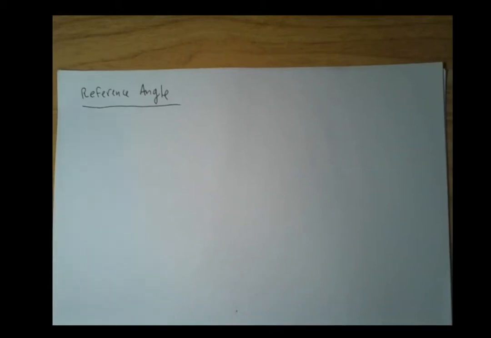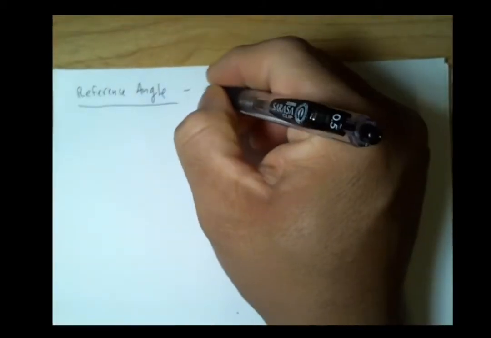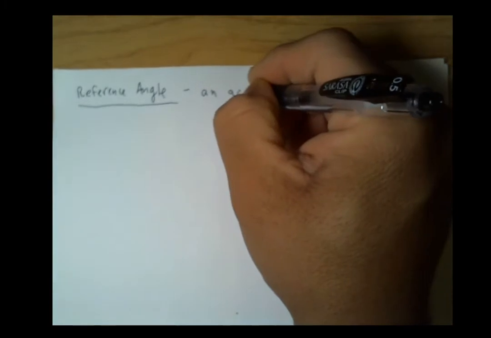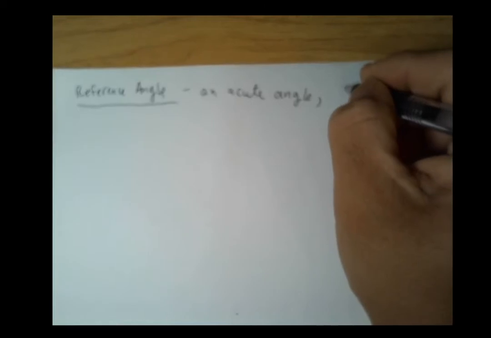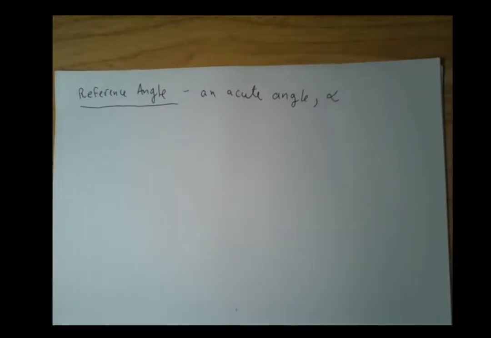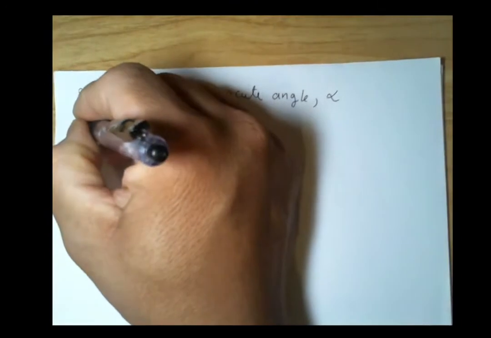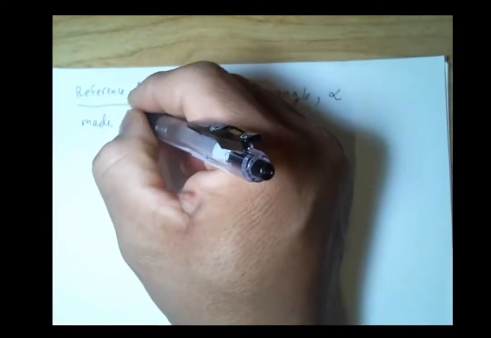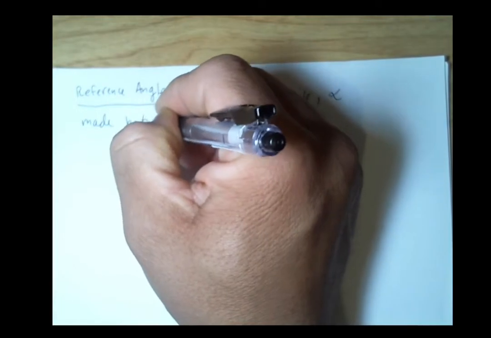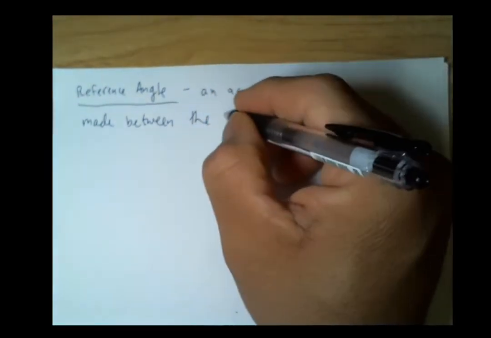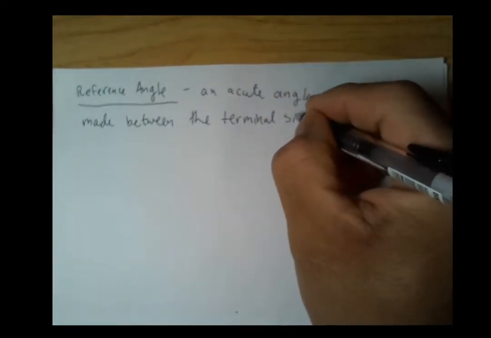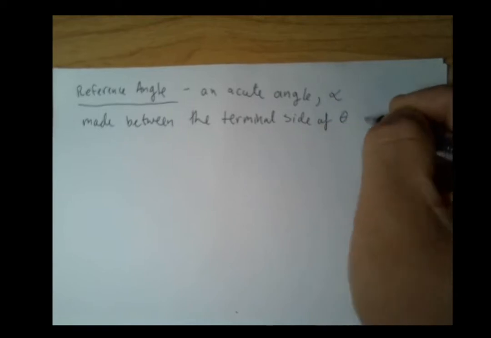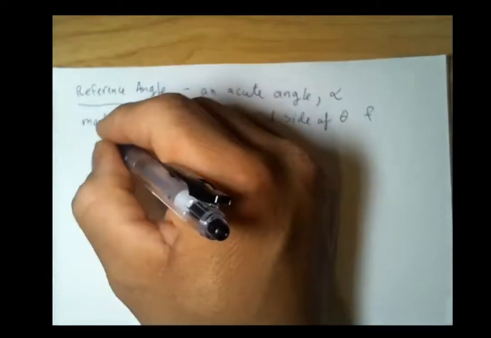Alright, so in this video we're going to go over reference angles. A reference angle is defined as an acute angle. Here we're going to refer to that acute angle as alpha, that Greek symbol alpha. And it's made between the terminal side of theta and the x-axis.